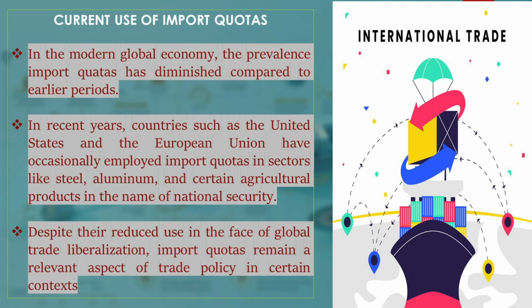So that is why in recent years, countries such as the United States and the European Union have occasionally employed import quotas in sectors like steel, aluminium, and certain agricultural products in the name of national security or economic protectionism. For example, in 2018, the United States imposed tariffs and quotas on steel and aluminium imports from several countries, citing national security concerns.